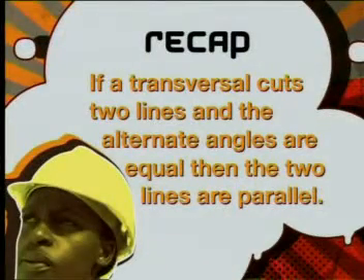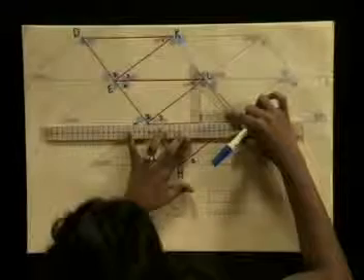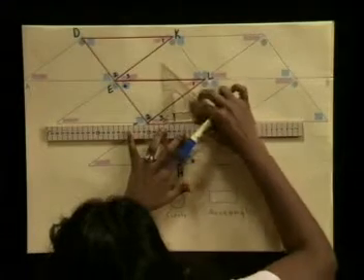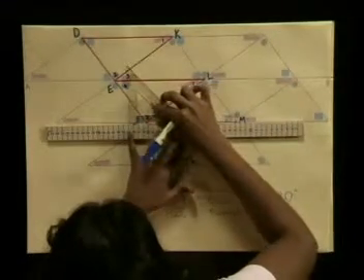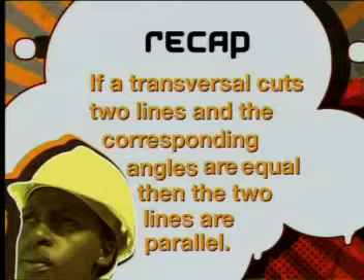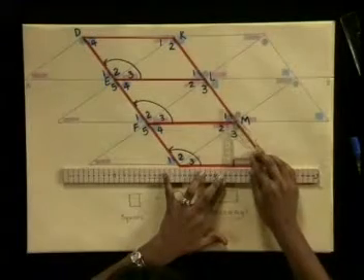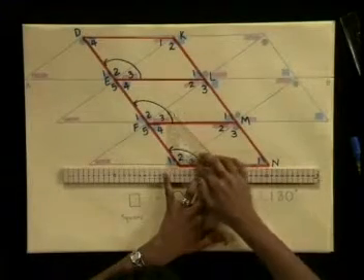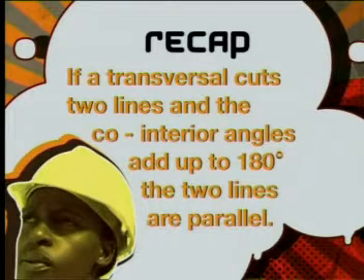We found that if a transversal cuts two lines and the alternate angles are equal, then the two lines are parallel. If a transversal cuts two lines and the corresponding angles are equal, the two lines are parallel. And if a transversal cuts two lines and the co-interior angles add up to 180 degrees, the two lines are parallel.